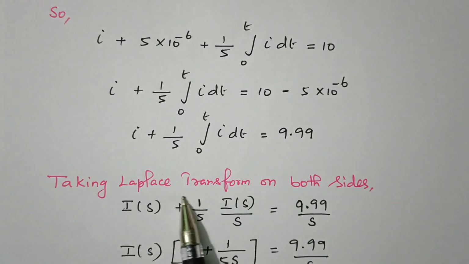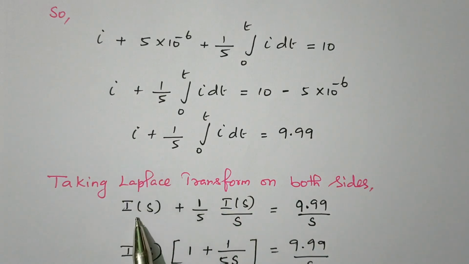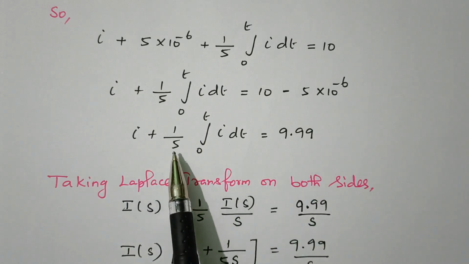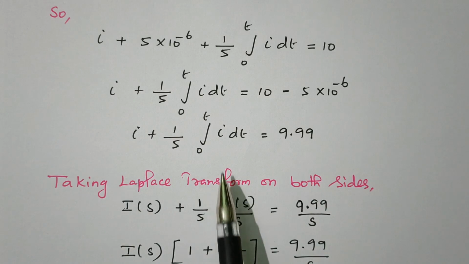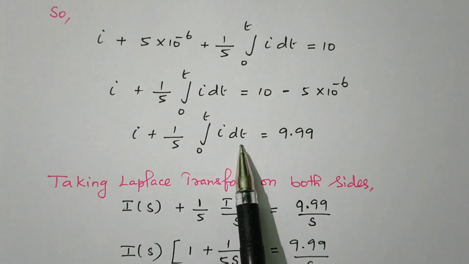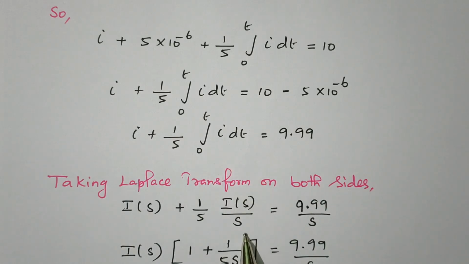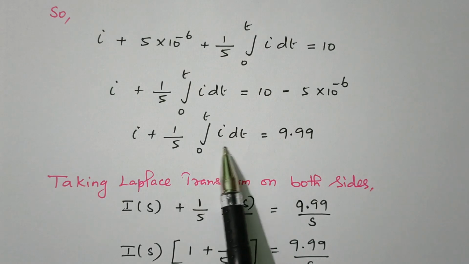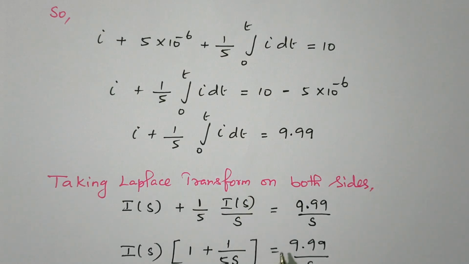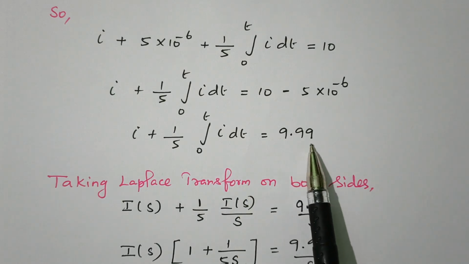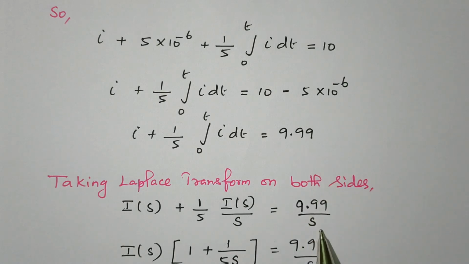So taking the Laplace transform on both sides. Laplace of i is I(s); the t domain is now converted into the s domain. Then for 1 by 5 integral 0 to t of i dt, the Laplace is I(s) divided by s. The Laplace of di by dt is s into I(s), differentiation. Integral means I(s) divided by s. Similarly, the constant 9.99 becomes 9.99 divided by s. That is the Laplace transform.